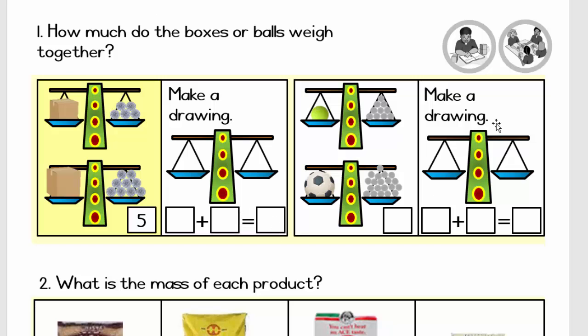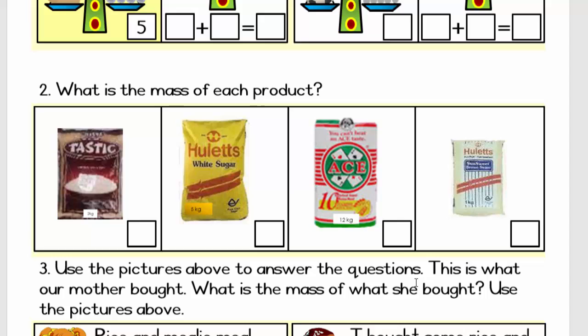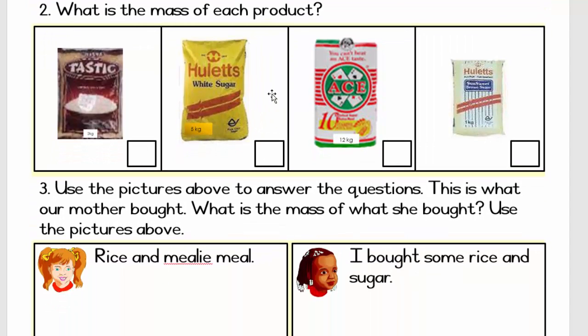Here they're going to do the same. First say what's the total, draw a small and a big ball in here, and then make the little dots, and then write down the number sentence. The next activity is we're going to say what's the mass of each product. They just need to identify it on the packages and then write 2 kilograms here.